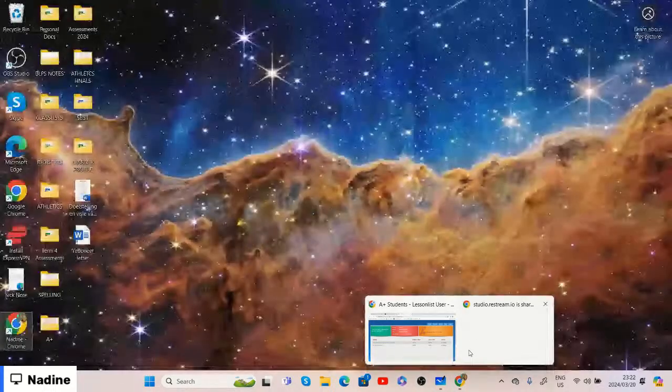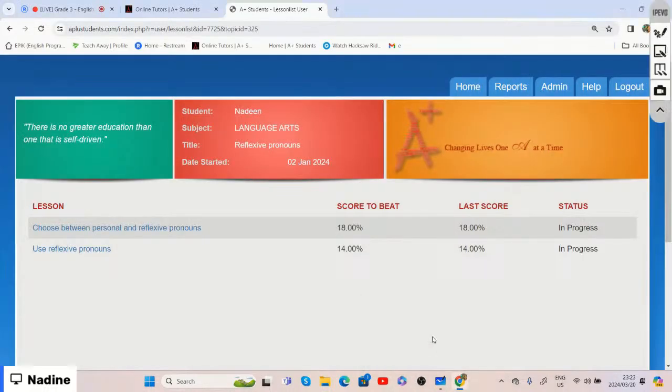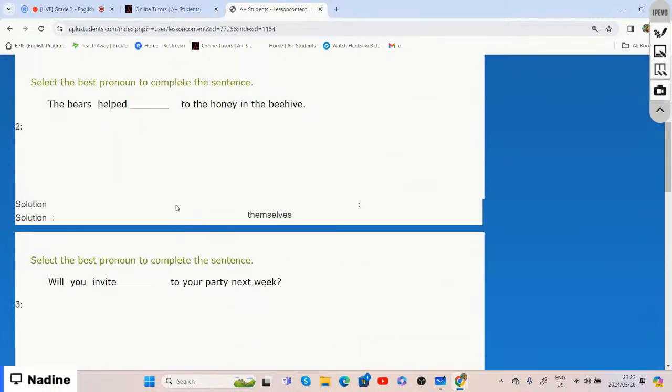All right, so we are doing our tutorial lesson on a+students.ca. So now we're going to a+students.ca and we're going to do our tutorial lesson. All right, so we said our subject is reflexive pronouns. So we're going to choose between a personal and reflexive pronoun.